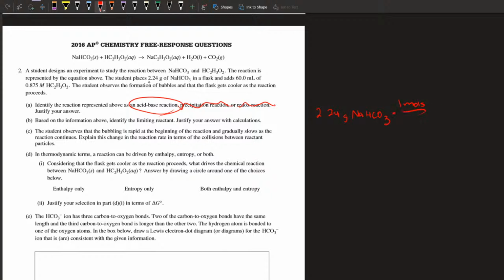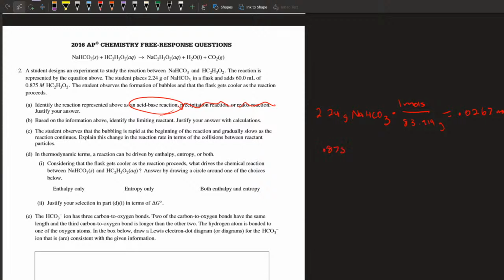By the way, if you notice, there's a 1-to-1 mole ratio in the reactants. So this is going to be easier for us because we don't have to multiply anything by the coefficient. So 2.24 grams divided by 22.9 plus 1.008 plus 12.11 plus 48, so about 83.919 grams, is equal to 0.0267 moles of NaHCO3. And that's the amount of moles we have for HCO3. So now let's find how many moles we have for acetic acid.